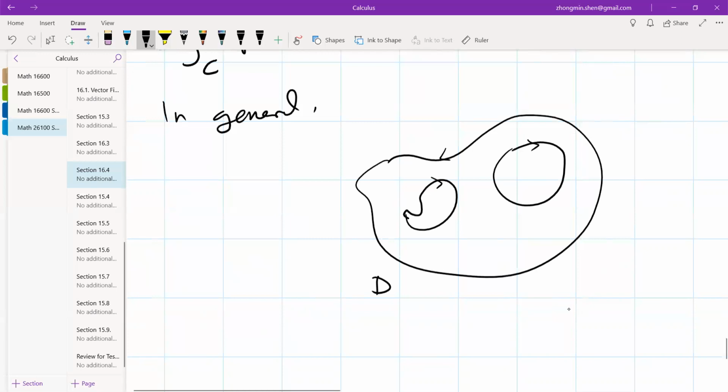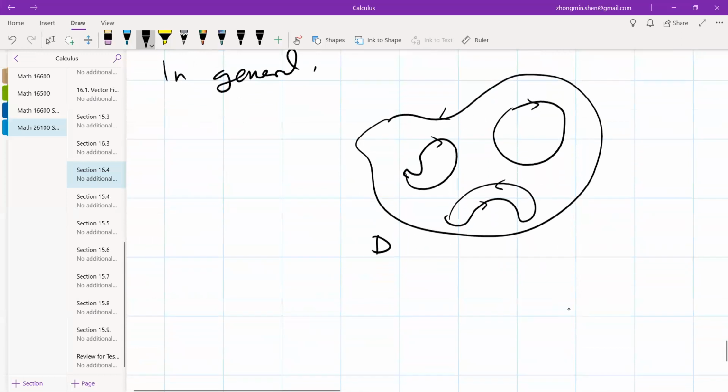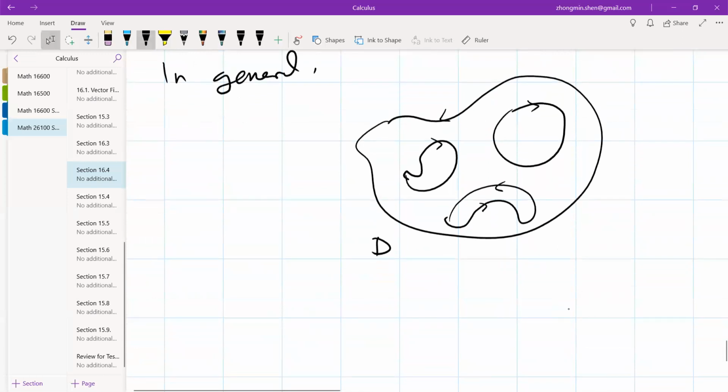Many holes here, right? So I can draw a picture, a funny picture here. Okay, so the domain with many holes. All right. So now this is a D. Okay, this is a D. Yeah, this is the domain D. And this is domain D.